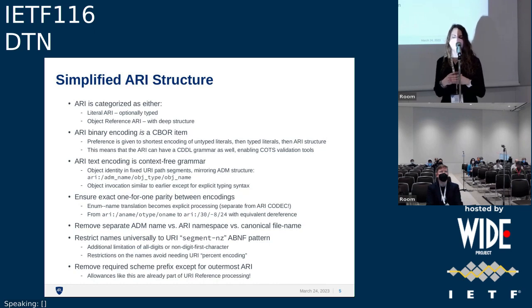It's no longer dependent on the ADM itself, but is modeled after the ADM structure. The example in the middle here shows that an ARI is composed of the name of the ADM that defines it, and then the object type and name as well. And then there are several points on here for the restriction and simplification of naming. The namespace items have been reduced. We're restricting names further to use the URI segment NZ ABNF pattern. And we've also removed the scheme prefix from nested ARIs. Next slide.